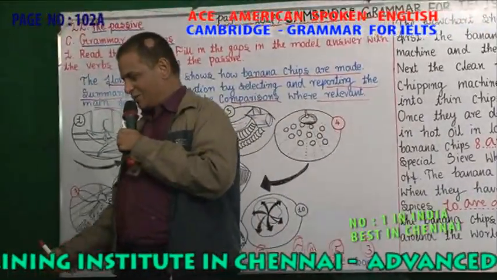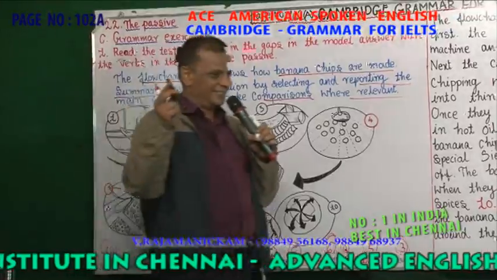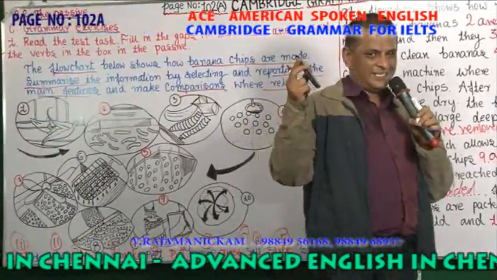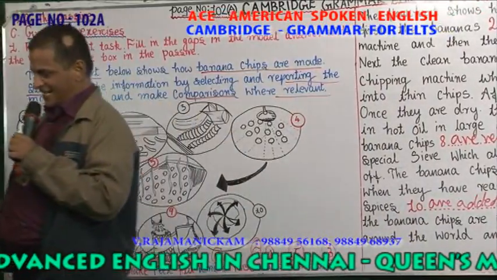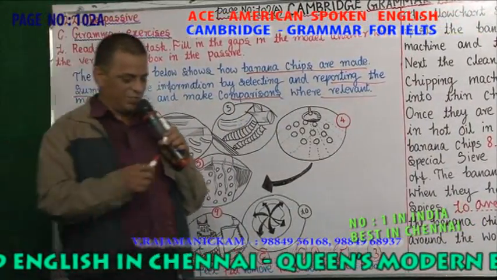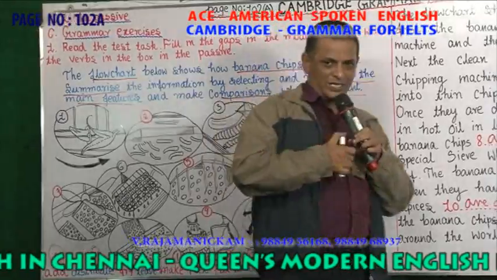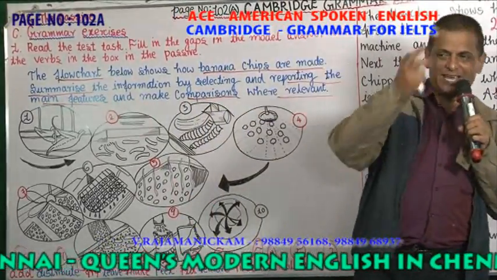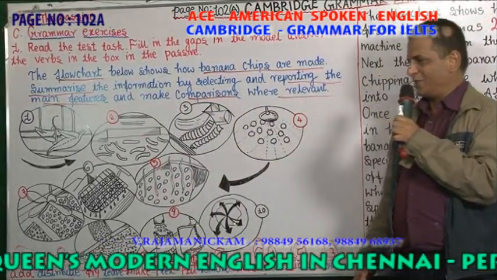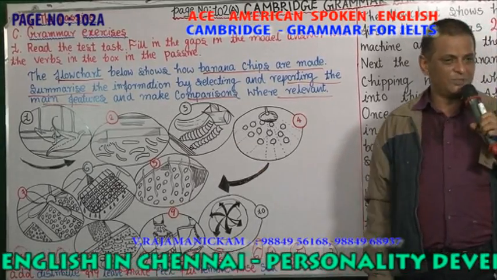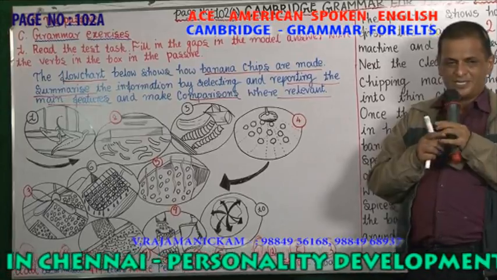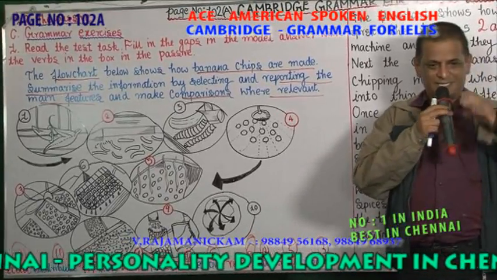So how is the cell phone made? How is the food made? How is biryani made? Whatever it is, when you want to mention the process, the process of happening, there you are using passive voice. Are you clear about it? So this is what it's all about.